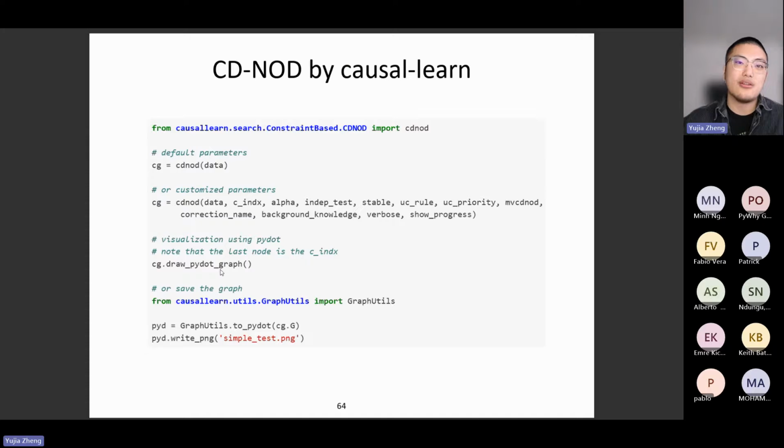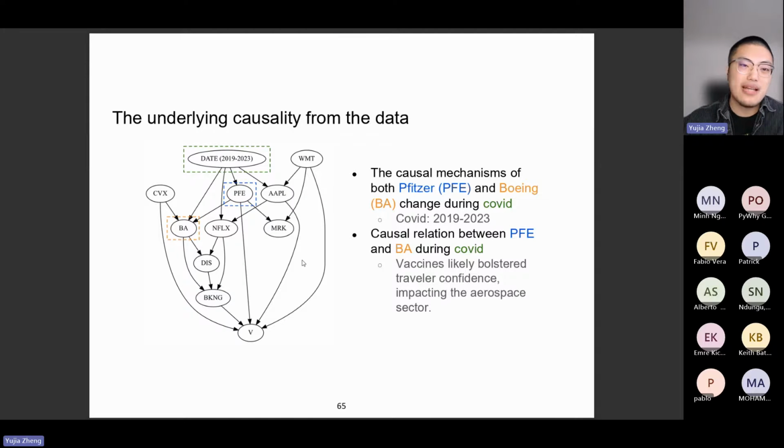So yeah, CD-NOD is also included in causal-learn, and it's in a similar fashion. We input data, and if we want a more advanced version, or if we want to study some specific kind of data, we can always customize parameters, and we include a lot in this constraint-based method. And then we can just draw the graph based on that. So yeah, actually the example we have seen before is generated by CD-NOD, because right now we have the date index as the surrogate variable.